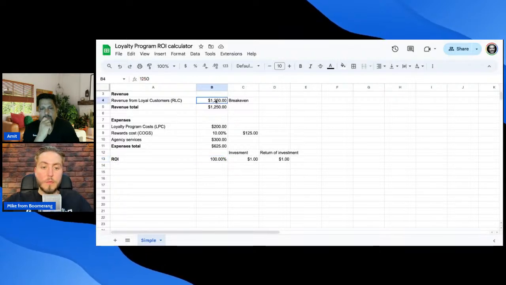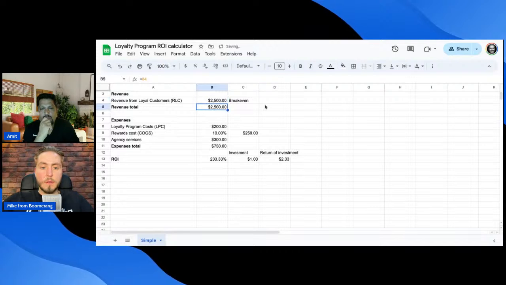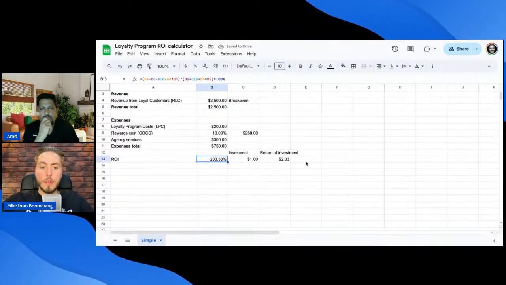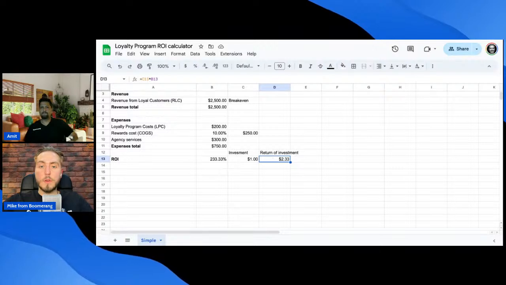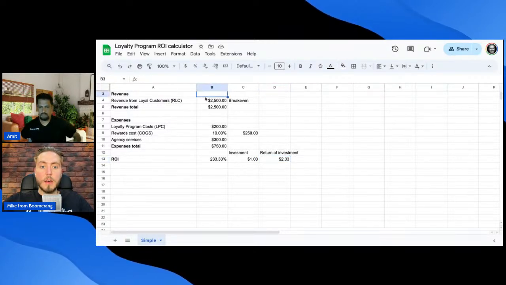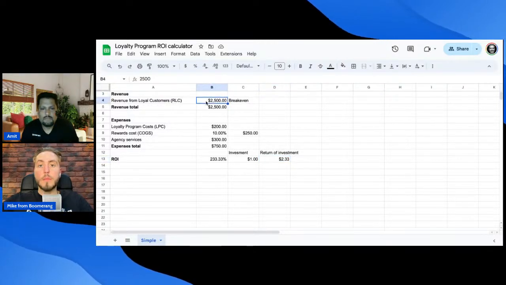But if we generate twice more, like $2,500, you will get 233% as a return of investment. It means each invested dollar will get you back $2.33. And the more you generate, the more you will get as a return of investment.